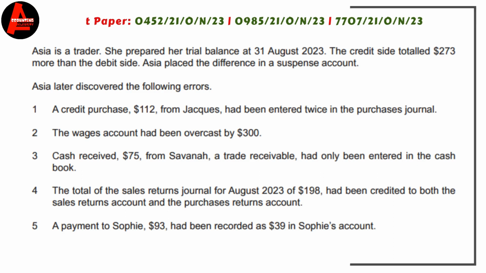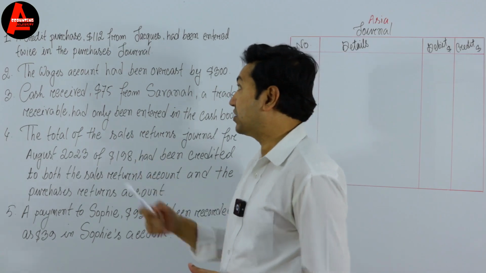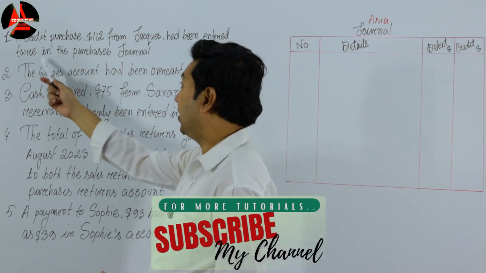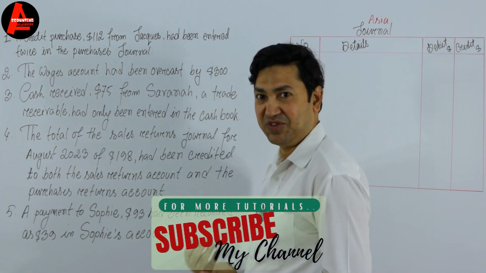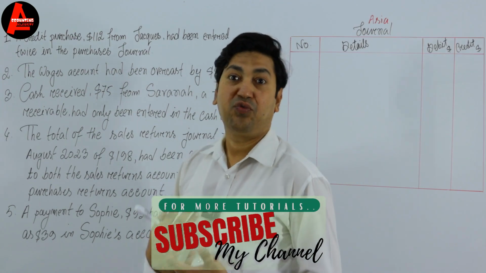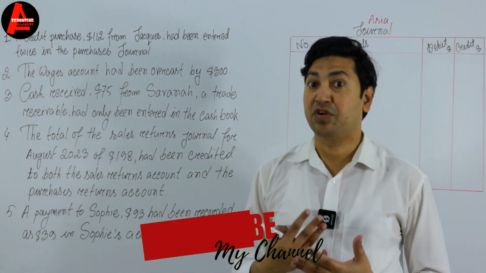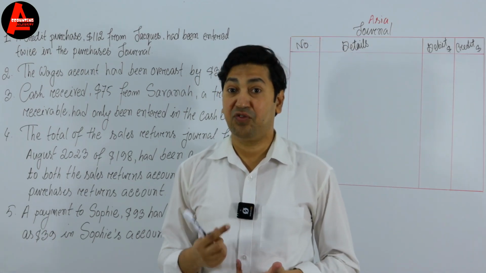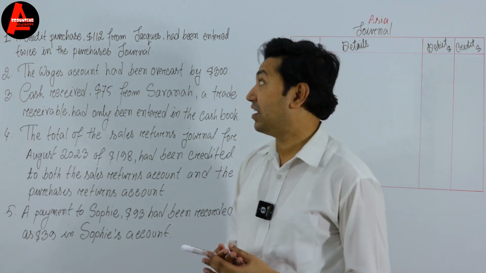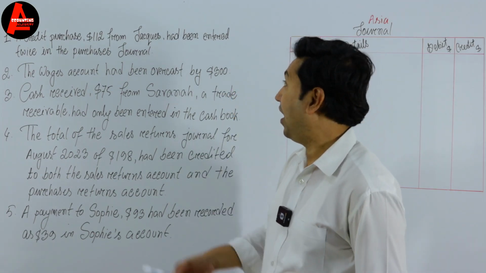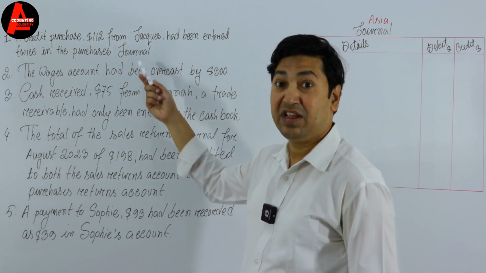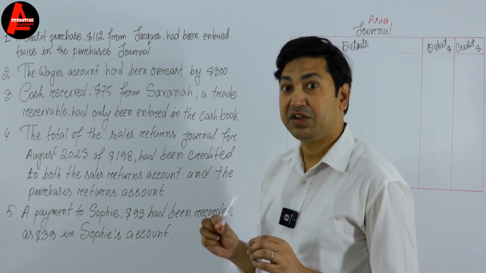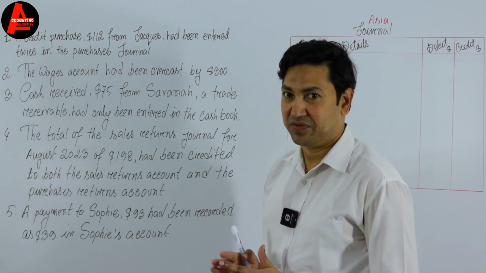For the first transaction, a credit purchase of $112 from Jacques had been entered twice in the purchases journal. Twice, so mistake. So what was the normal journal for purchase? You know, purchase is an expense, so expense will be debited when it is increased. So here purchase is increasing, so purchase will be debited and Jacques account to be credited. This is the correct journal, but the same journal is written twice in the books of account.